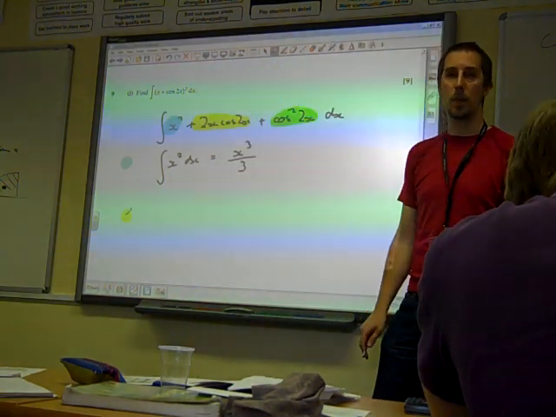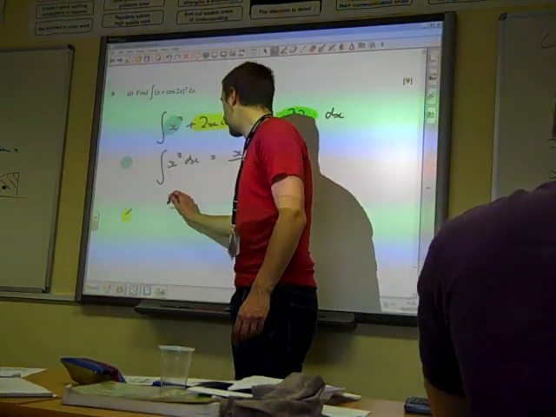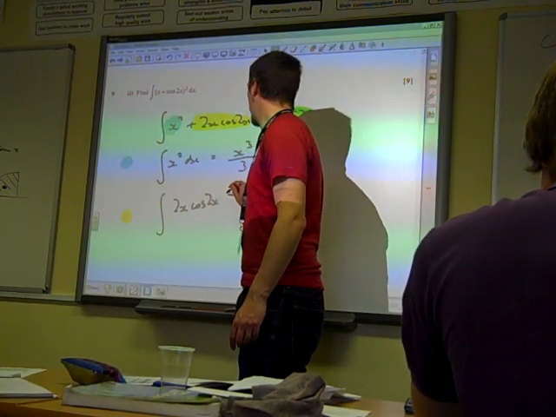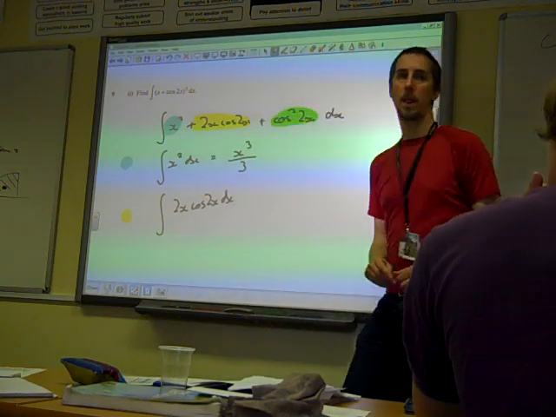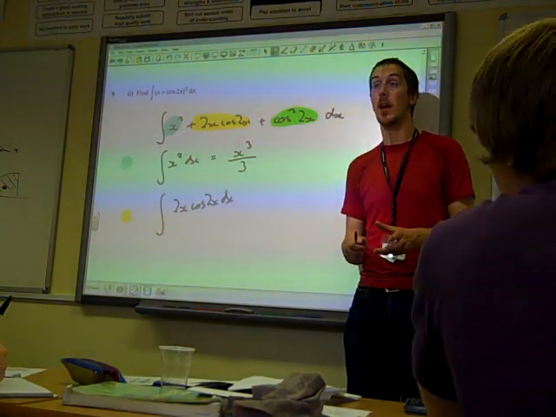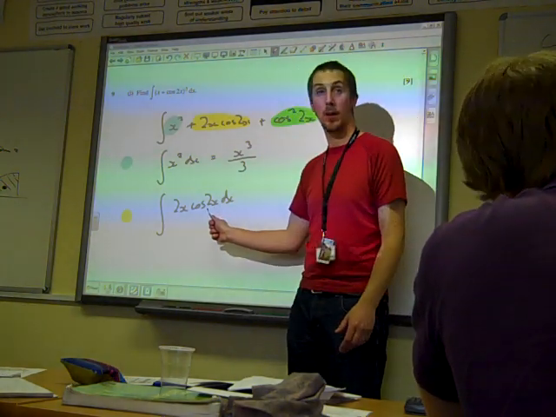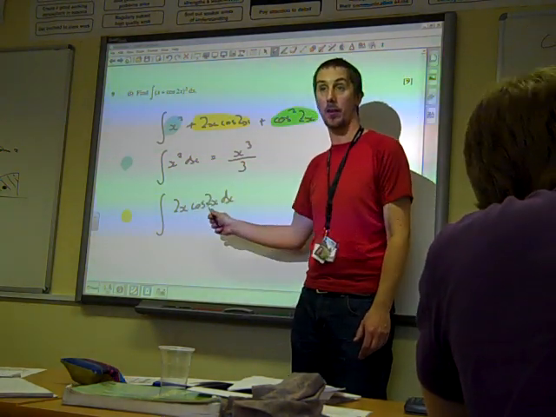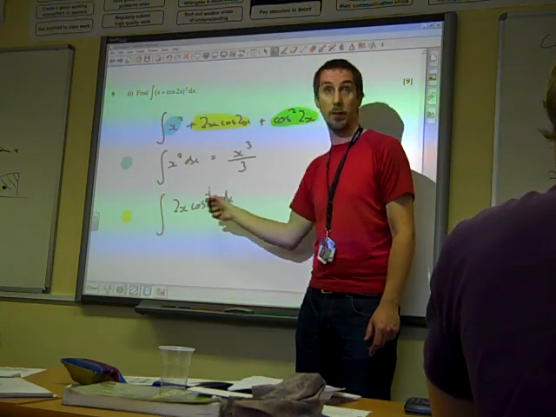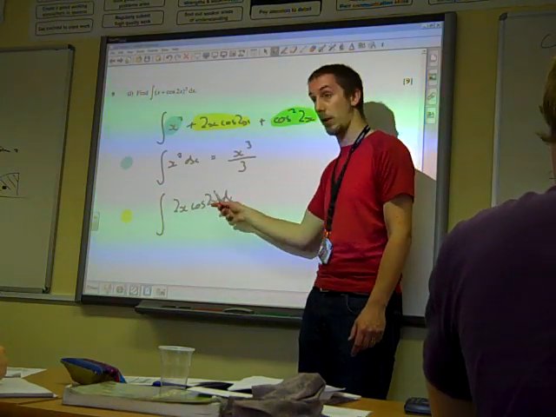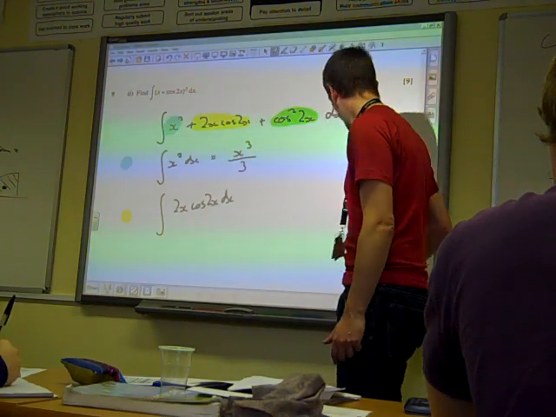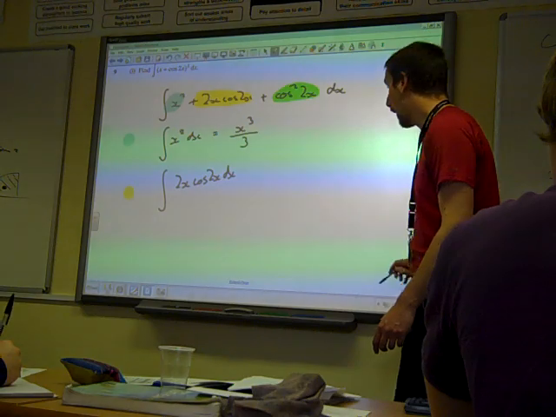Okay, now the yellow bit, the integral of 2x cos 2x. What type of integral is this? It's by parts. It's a product, and the two things are not directly related. One isn't the derivative of the other: 2x isn't the derivative of cos 2x, and cos 2x isn't the derivative of 2x. So we haven't got that link for substitution. We're going to do integration by parts.